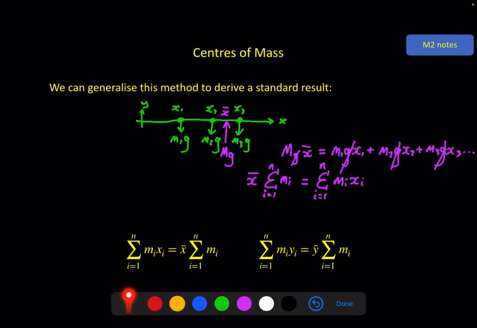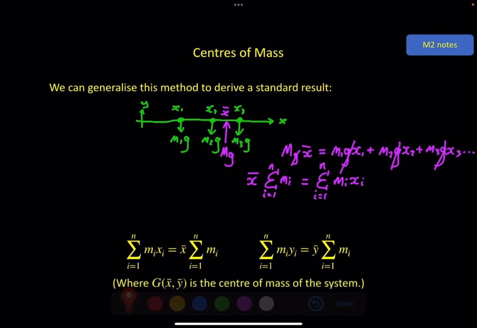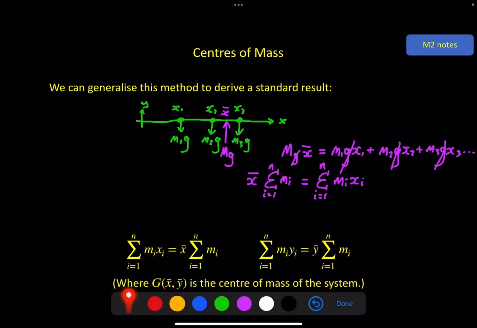So whether your question is asking you about an x direction or a y direction, it doesn't matter. It's the same process, same formula, just remember to write y bar and y instead of x bar and x. And then just to finish off this nice and formally, let me make it clear that x bar and y bar, they are the coordinates of G, capital G, the center of mass of the system.